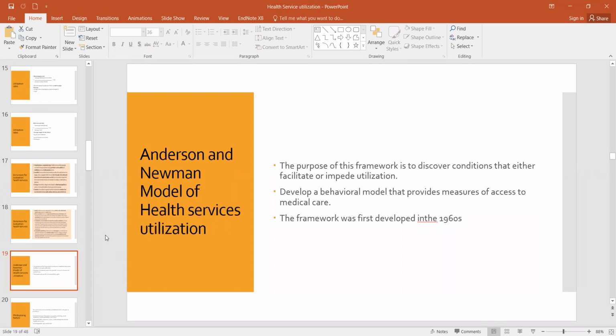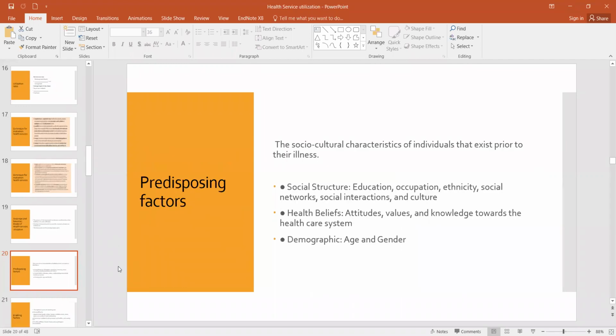Now comes the model of health services utilization, which is known as the Anderson and Newman model of health services utilization. The purpose of this framework is to discover conditions that either facilitate or impede utilization. Basically, it is a behavior model that provides measures of access to medical care. This framework was first developed in 1960 by Anderson and Newman. There are three factors involved in this model: predisposing factors, enabling factors, and the need for care.